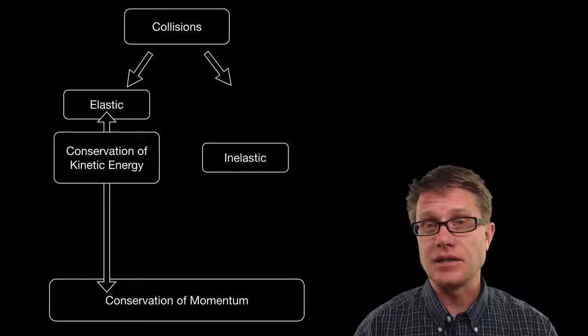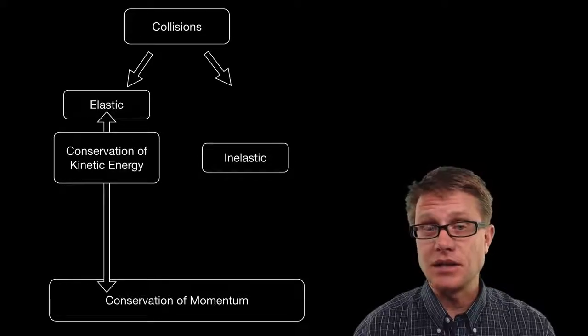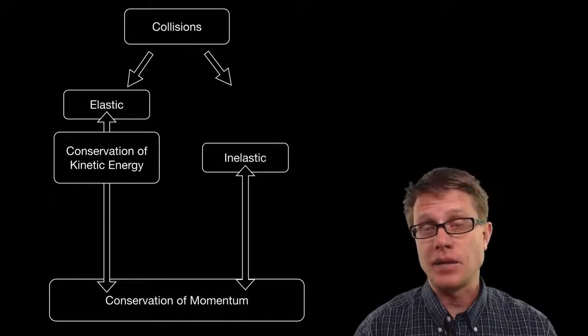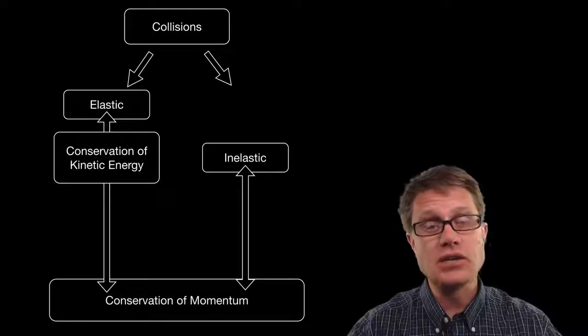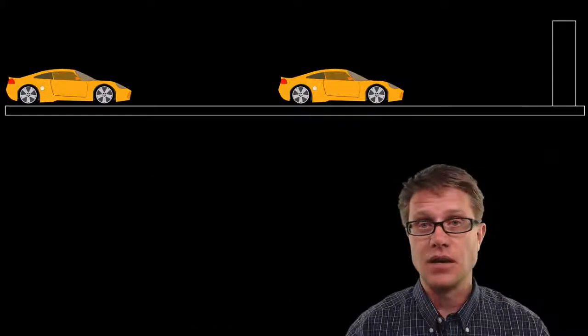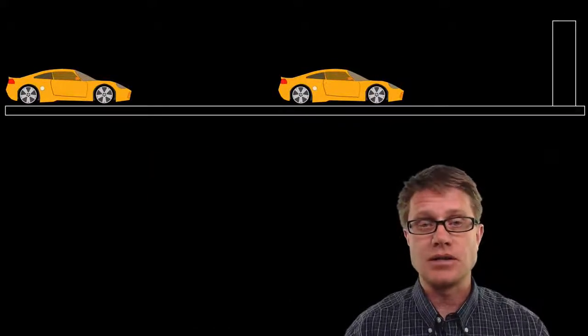In an inelastic collision, we still maintain linear momentum, but we've lost some of that kinetic energy. Where did the energy go? It became internal energy in the objects themselves. And so let me show you a collision between some Matchbox cars.